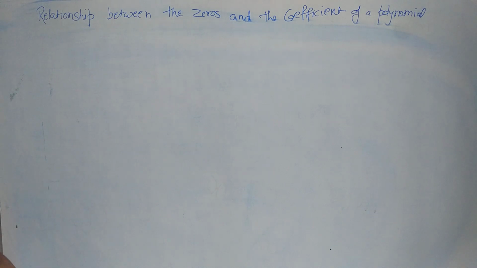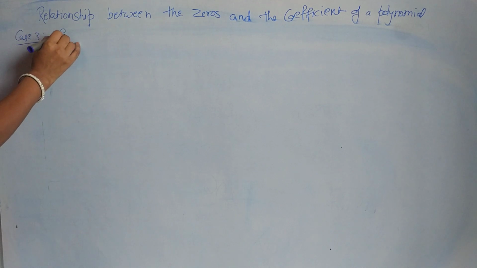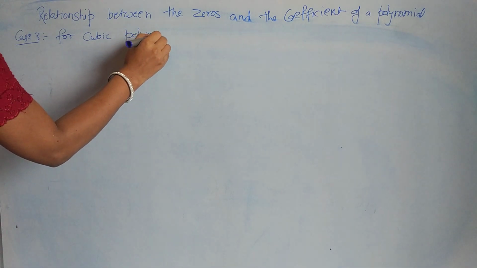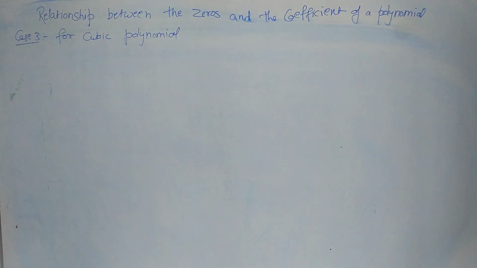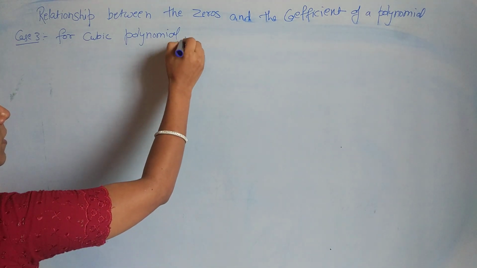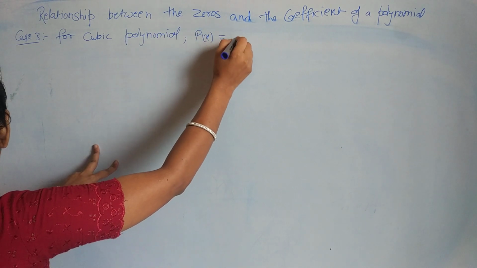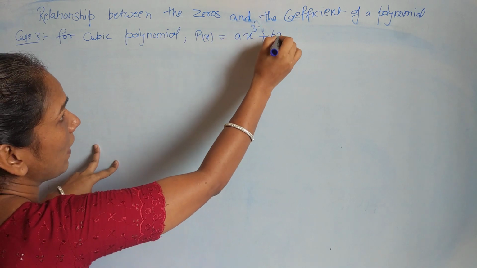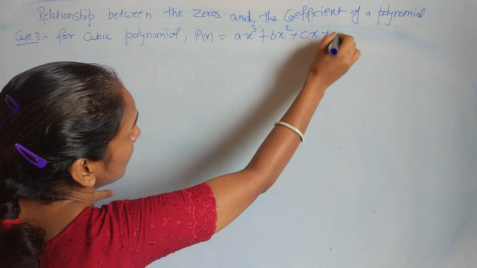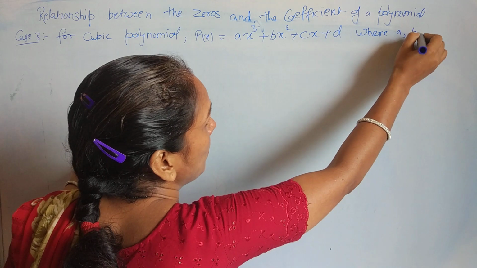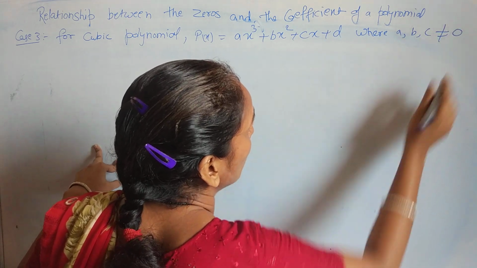Case 3 for cubic polynomial. So for cubic polynomial, my general expression is p of x is equal to ax cube plus bx square plus cx plus d, where a, b, c are not equal to 0.